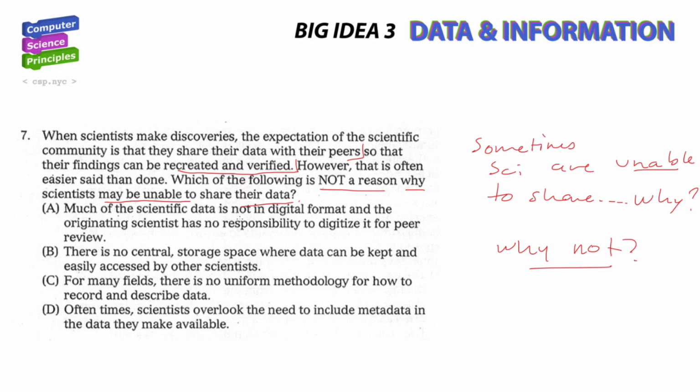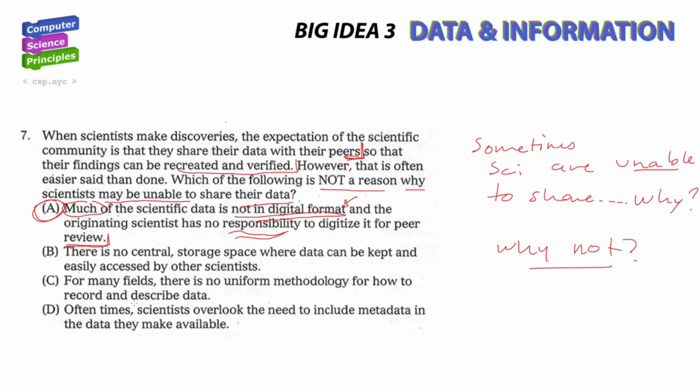Much of the scientific data is not in digital format, and the originating scientist has no responsibility to digitize it for peer review. Well, if we take as fact that the expectation of the scientific community is that they share their data with peers, if that truly is the expectation, and that's what they've told us, then they do have some kind of a responsibility to share. So this becomes, do we think that much of the scientific data is not in digital format? And this is hard to believe in this day and age. And so I believe that this is not a reason as to why they are unable to share. So straight away I would go for A as not a reason why they may be unable to share.